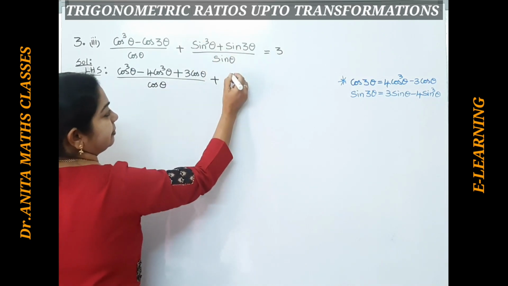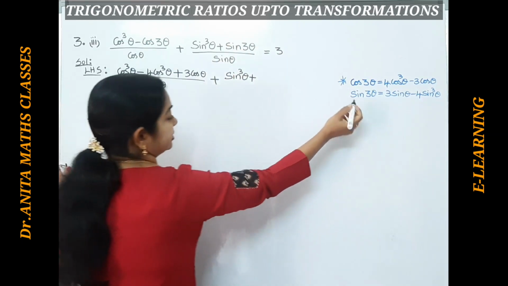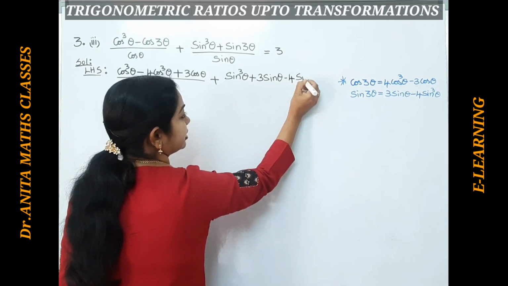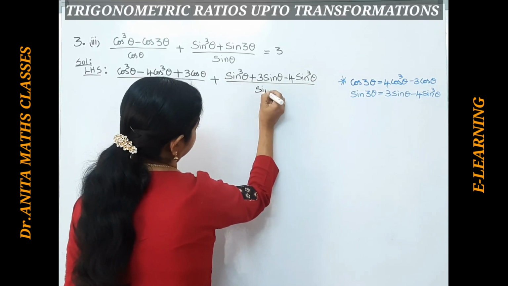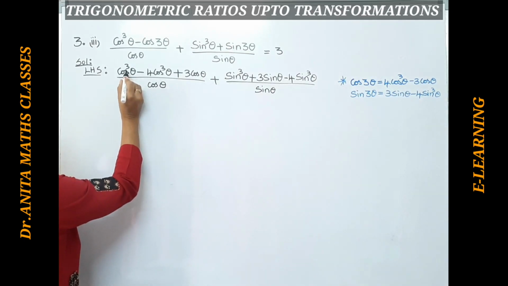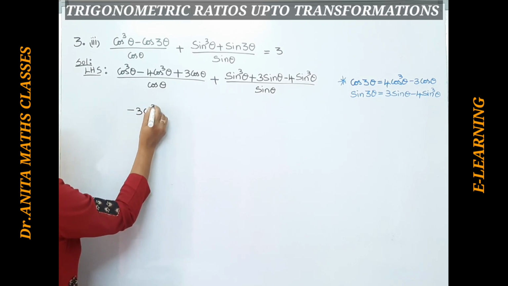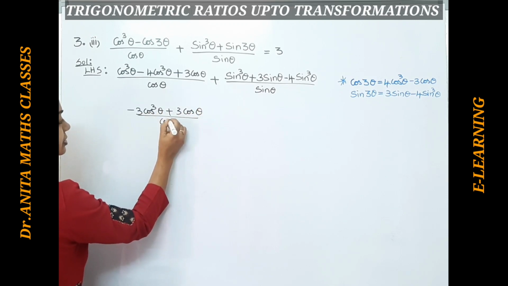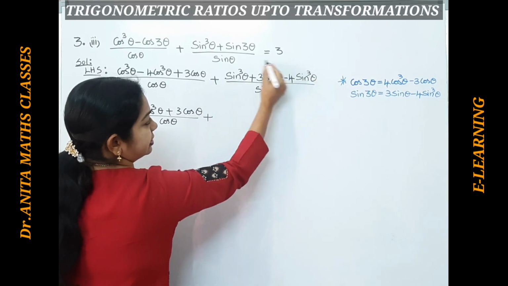Similarly, in the second part, sin cube theta, I will expand sin 3 theta: 3 sin theta minus 4 sin cube theta, by sin theta. Now we take the common things. Before that, these are the like terms. So this becomes minus 3 cos cube theta plus 3 cos theta, divided by cos theta, plus here this and this are like terms.